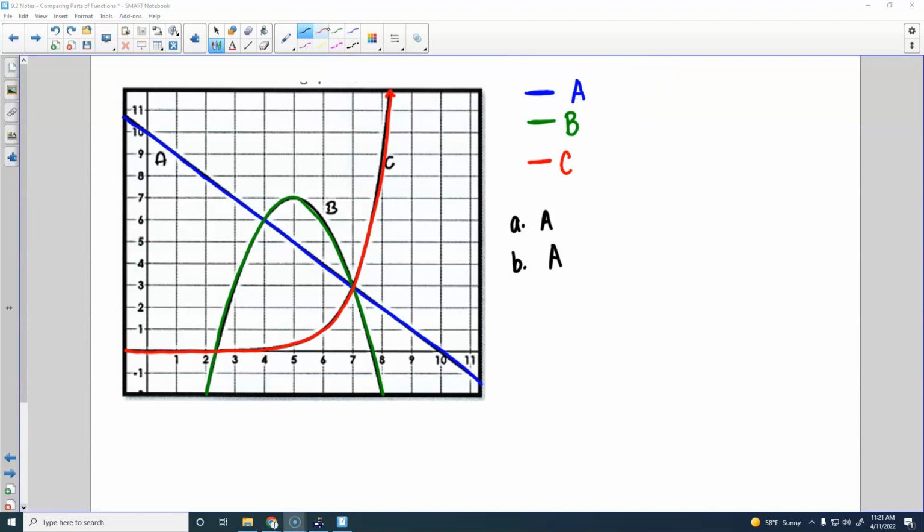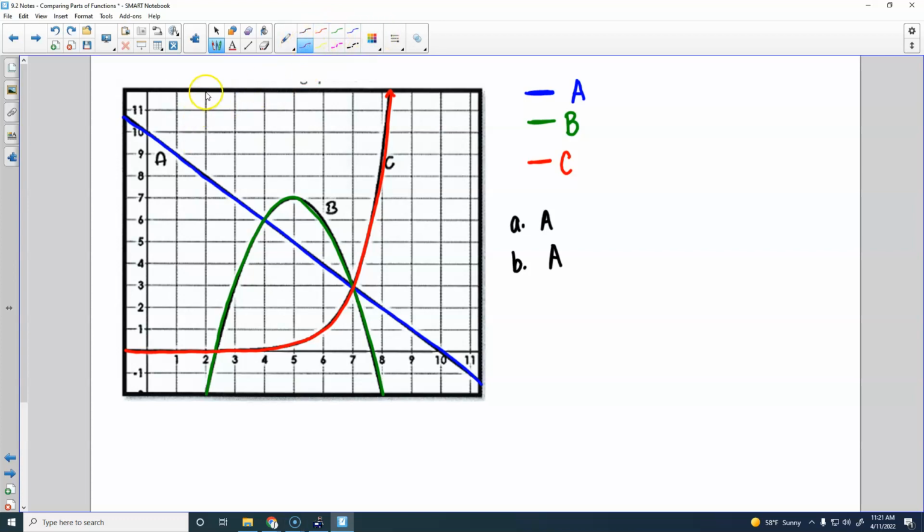All right, we're going to do C together, and then I want you to do D, E, F, and G by yourself. So for C, it asks us to list the functions in order from smallest to biggest when x equals 2. If I graph x equals 2, what does it look like? It is a vertical line, right? So x equals 2 would look like this.